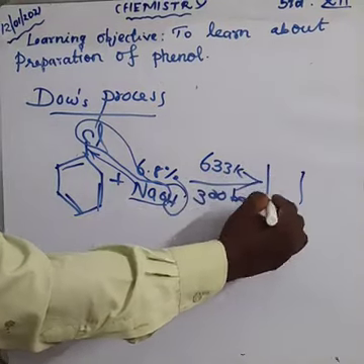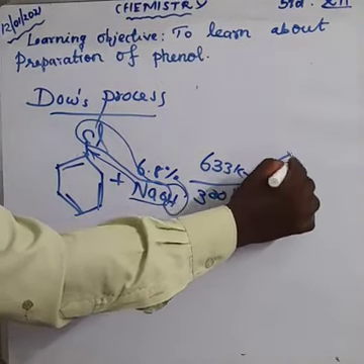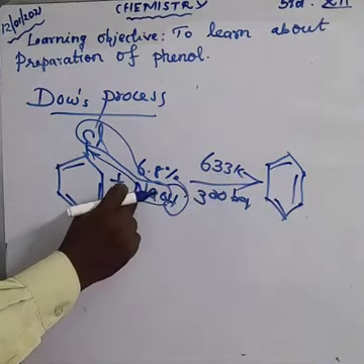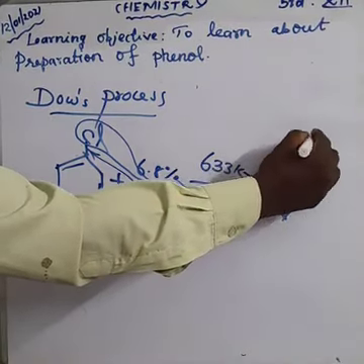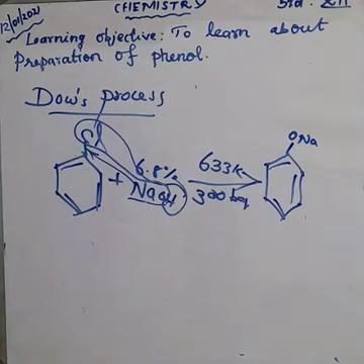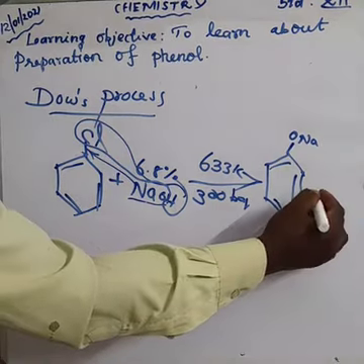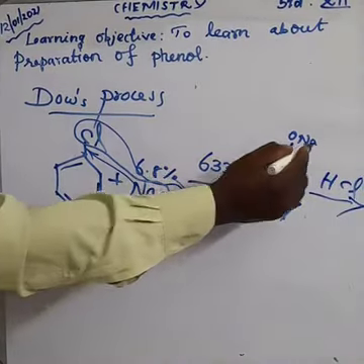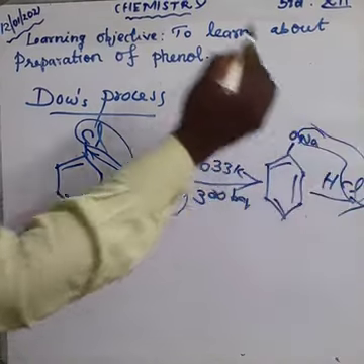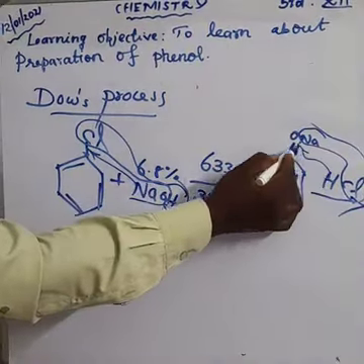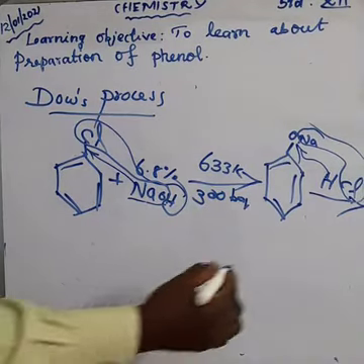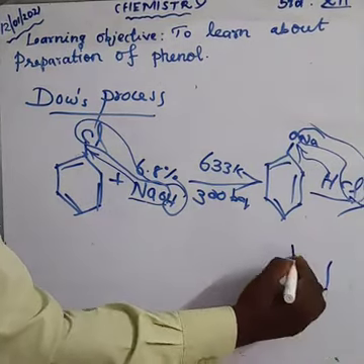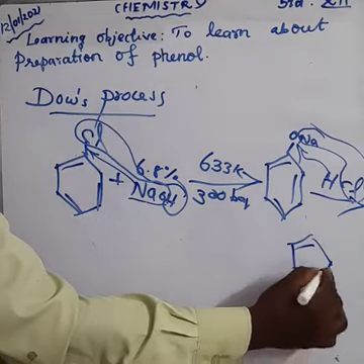So we get the compound benzene ring NaO. We can write ONa, not NaO. The compound is sodium phenoxide. And then we add acid hydrolysis. So here the sodium combines with the chlorine to form NaCl, and the hydrogen is attached to the O. We get phenol. This is the preparation of phenol.